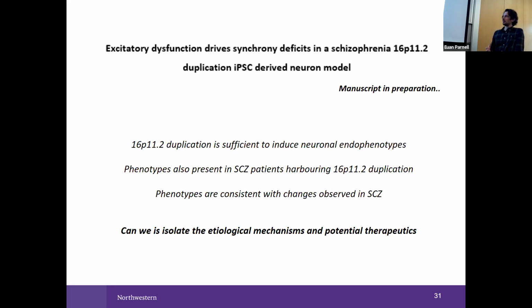But does this help us determine the potential for treatment of people carrying this disorder? What I'm really interested in from a drug discovery background is, can we isolate the etiological mechanisms, the genes in that large chromosomal duplication that are involved in these phenotypes? And can that help lead us to therapeutics to reverse the deficits in schizophrenia patients that might be useful to treat the disorder?